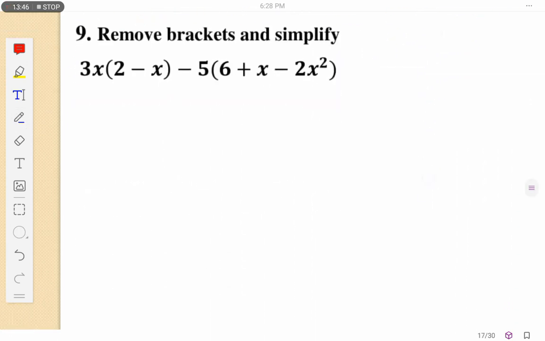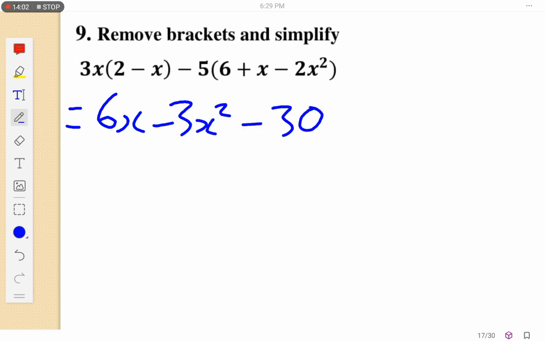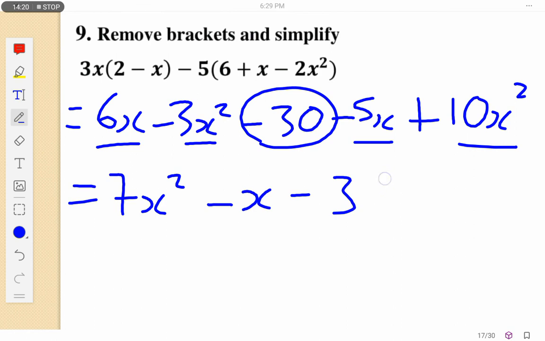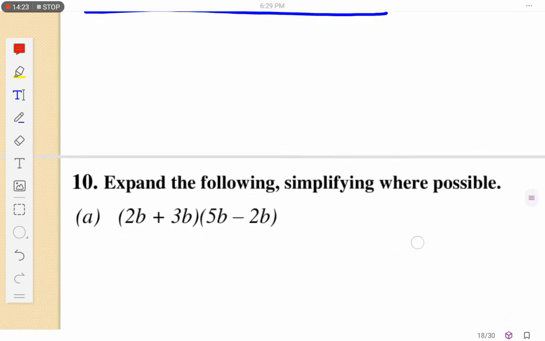Okay, we are now on number 9. I'm going to multiply this one with this whole bracket and this one with this whole bracket. Let's do that. Okay, if I do that, I'll get 6x minus 3x squared minus 30 minus 5x and plus 10x squared, like that. So the squared, I'll take them together. I'll end up having 7x squared there. Then the 6x and this one, I'll get minus x there. Then this one, minus 30. So that's our final answer there. Let's go on to the other one.